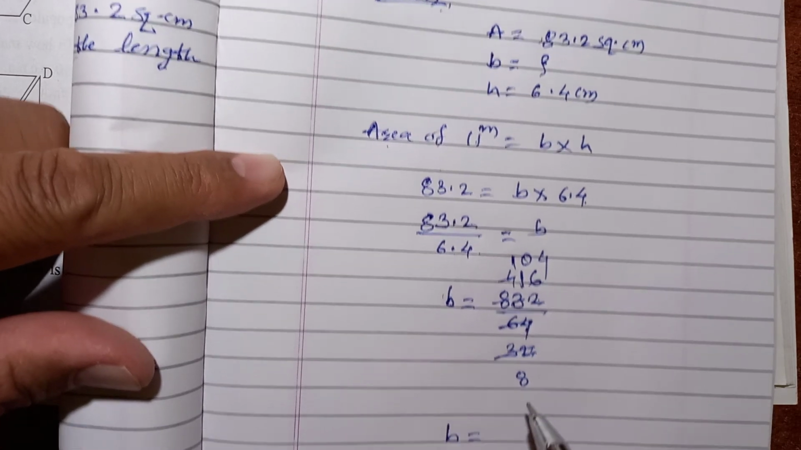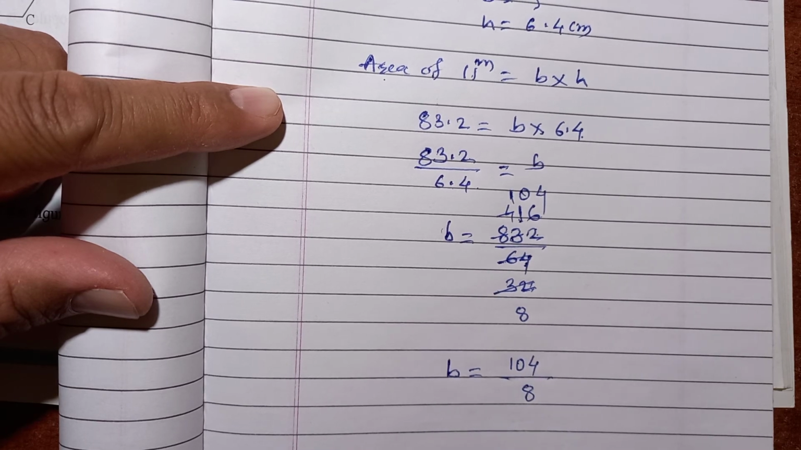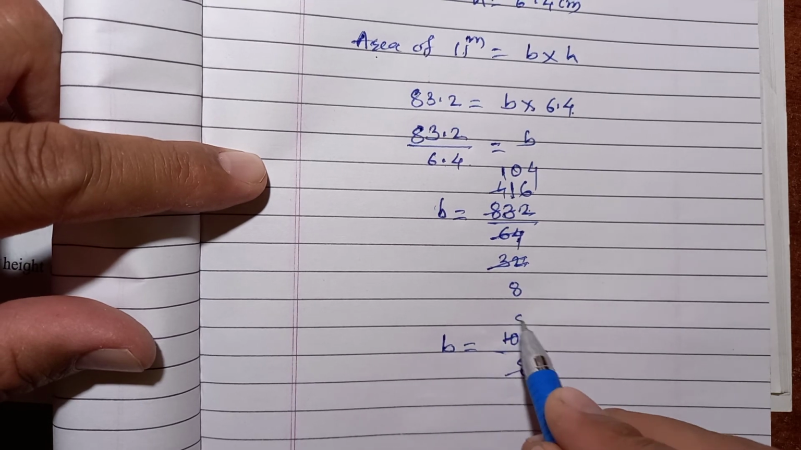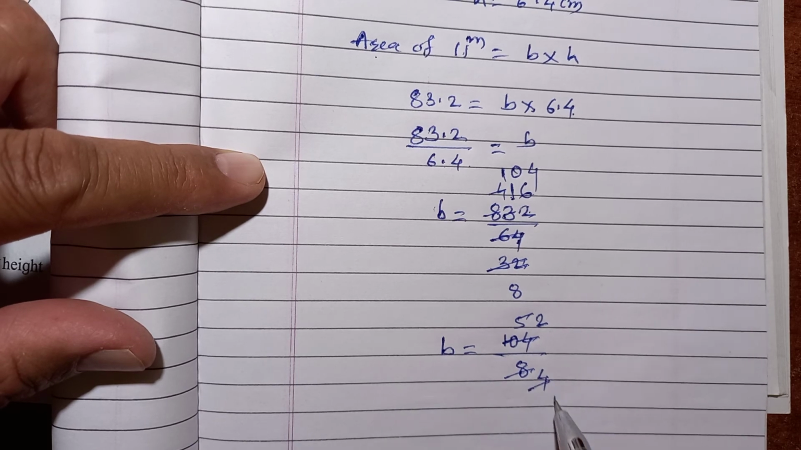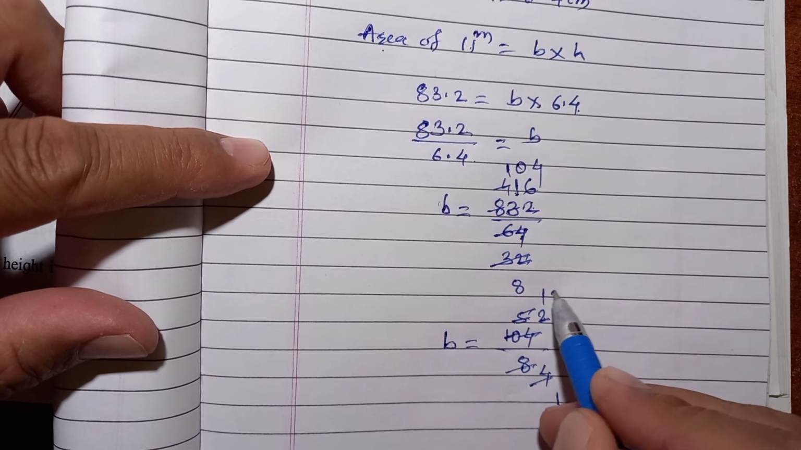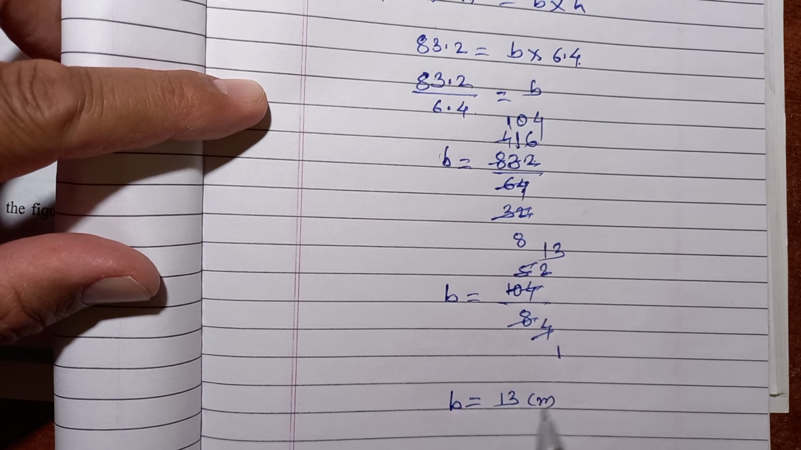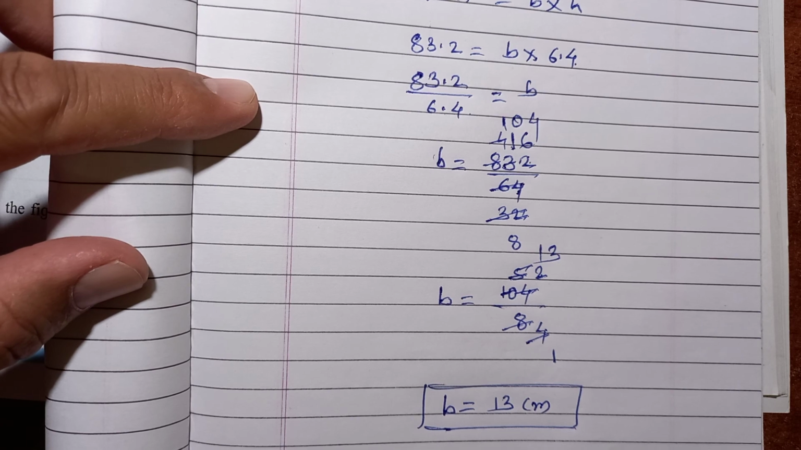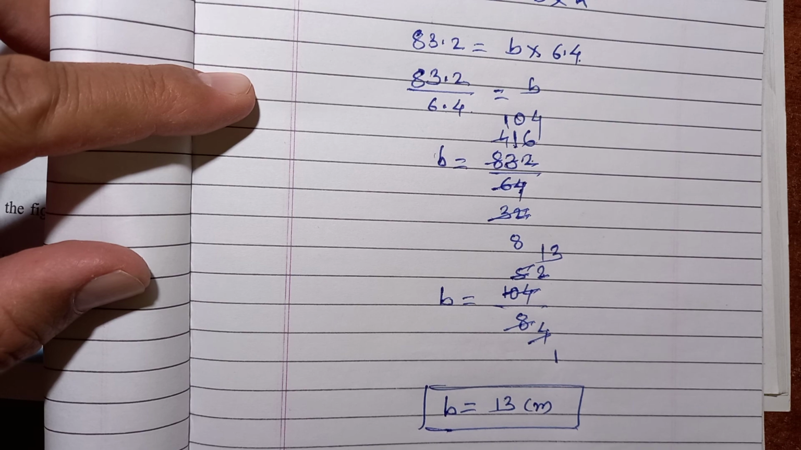So see, base is equal to 104 upon 8. Again divide this by 2. 2 fours are 8. 2 fives are 10 and 2 twos are 4. Again divide this by 4. 4 ones are 4. 4 threes are 12. So the base value comes 13 centimeter. So base of that parallelogram is 13 centimeter. Like this you have to solve the next two examples. Okay. Thank you.